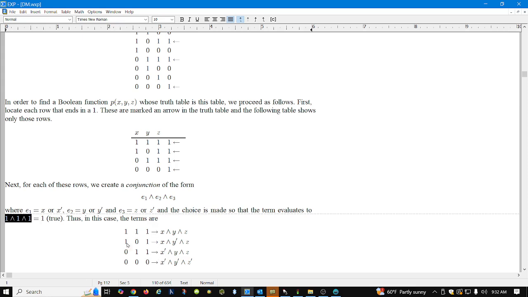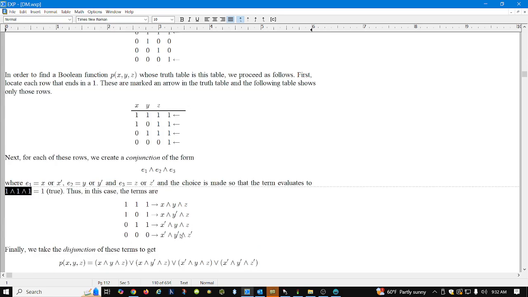So here are the assignments. First row, all 1s, no primes, x and y and z. Second row, we need a prime for y, but not for x or z, and the others are similar. Then we take these conjunctions, there'll be 4 of them because there are 4 rows here, and we take their disjunction.